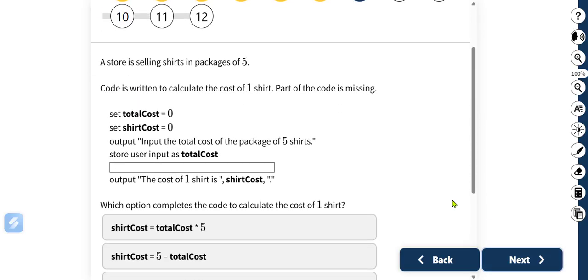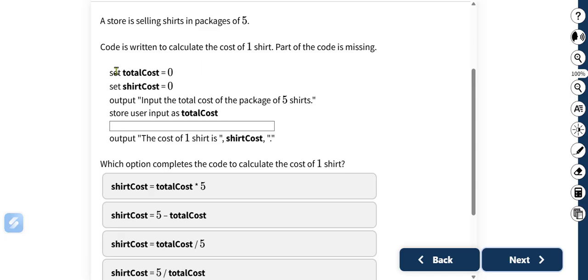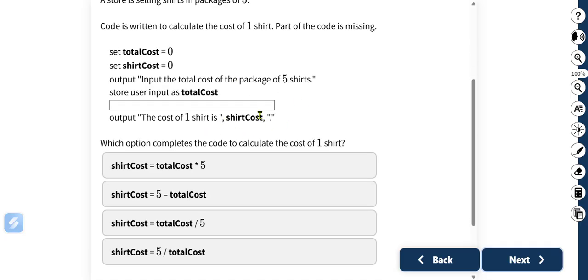Now a store is selling sorts in packages of 5. So each package has 5 sorts. Now we have the variables for total cost and sort cost. Now you have to find the price for one sort, the cost of one sort.